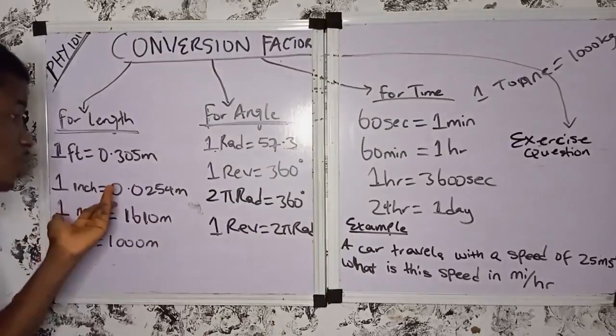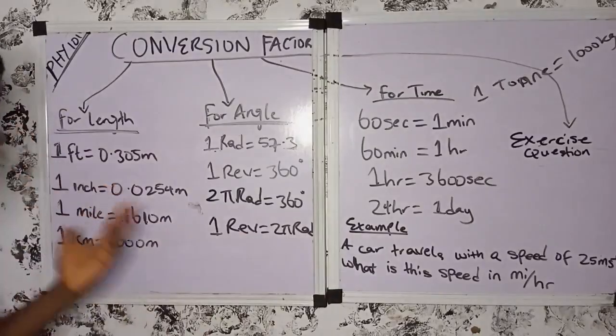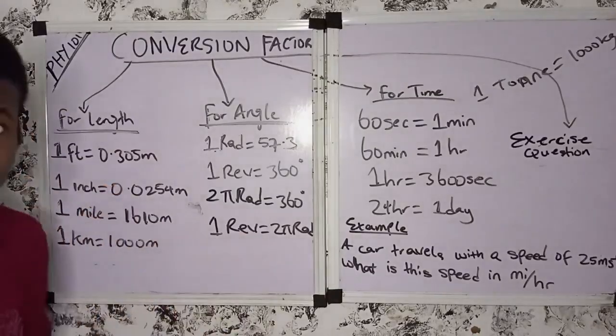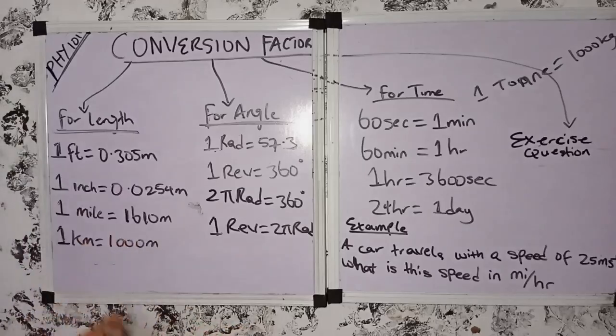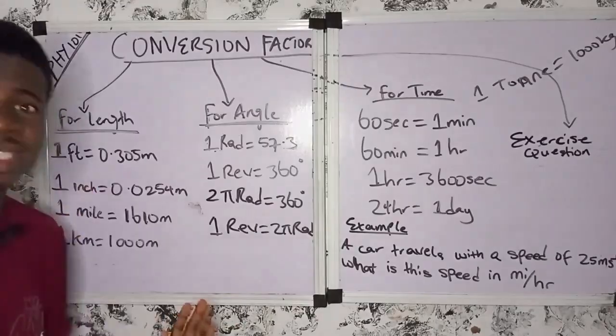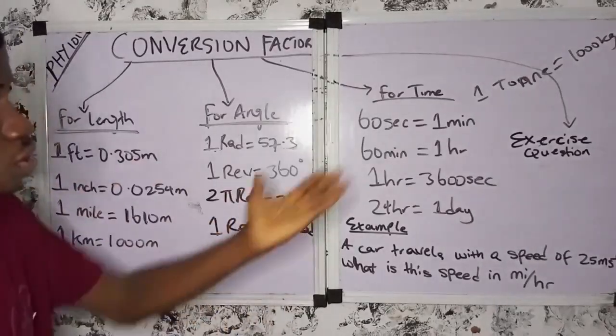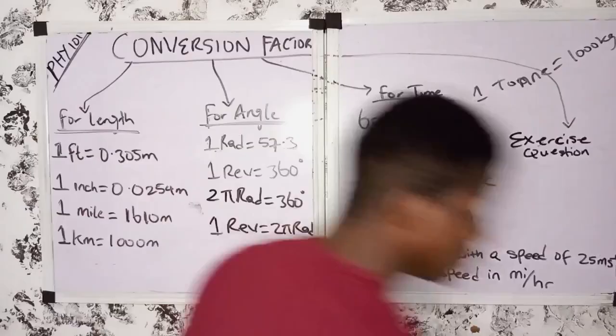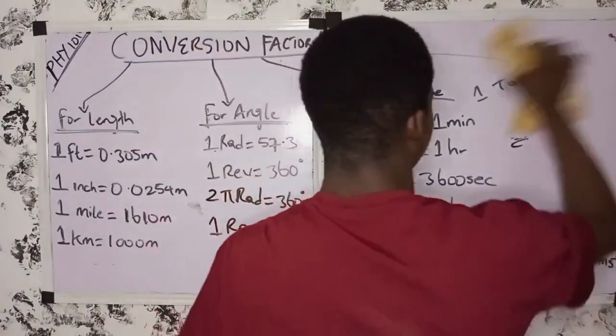Okay. Now, 1 foot is equal to 0.305 meter. 1 inch is equal to 0.0254 meter. 1 mile is equal to 160 meter. 1 kilometer is equal to what? 1000 meter. Now, it's very easy. Let me just give you guys an example.